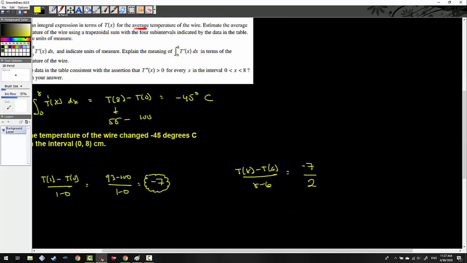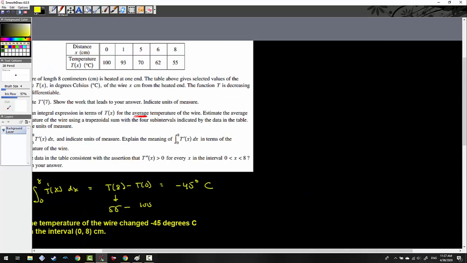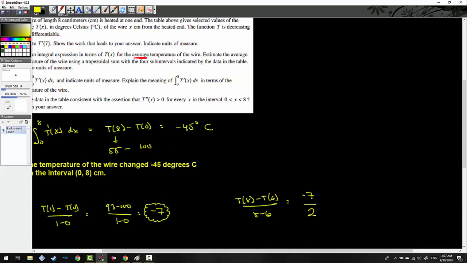Okay. So from here, let's just choose another set of numbers, just in case. What I'm going to do is say, all right, let's do the difference between the 5 and the 6. So T of 6 minus T of 5 over 6 minus 5. Well, that ends up becoming 62 minus 70 over 1, which is negative 8. Now, this is what I want here.